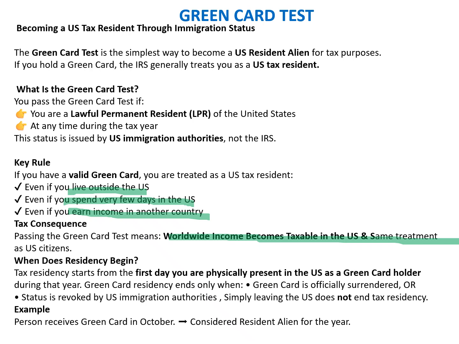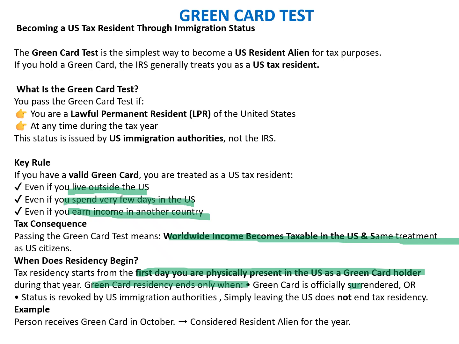And when does this residency begin? This is very, very important. So when is the triggering point for claiming that you have achieved the status of resident alien? Tax residency starts from the first day you are physically present in the US as a green card holder during that year. So which means that if you have obtained it in the middle of that year, it is assumed that from that year onwards you have to report your entire income as worldwide income.